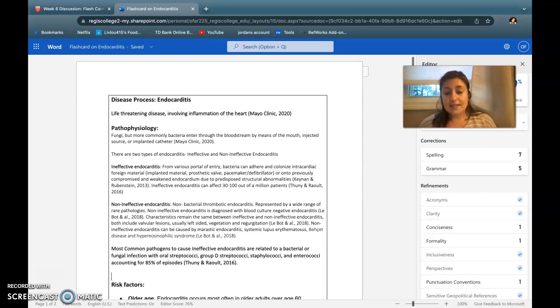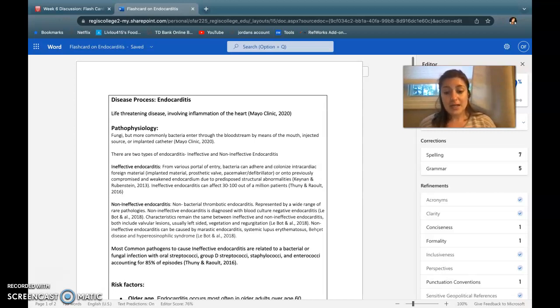Infective endocarditis can affect 30 to 100 out of a million patients. So non-infective endocarditis, which I find really interesting, I didn't realize this was part of the presentation, is diagnosed when there is endocarditis present. However, the blood culture is negative and doesn't grow anything. So that makes it seem as though there's no bug. So where is this coming from?